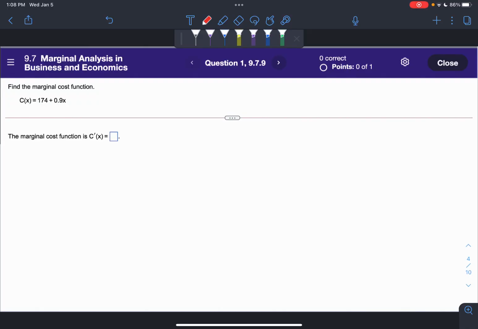All right, so now we're getting into the marginal analysis. So whenever we see marginal analysis or marginal cost, profit, revenue, that should trigger you to take the derivative. And it's kind of hinted here in the answer that we want to see c prime of x. All right, so if we take the derivative of c of x, I have this 174. That's a constant, so its derivative is 0. Then I can move on to the next term. And the derivative of 0.9x, so x is linear here, so we just take the coefficient 0.9. And so our c prime of x is just 0.9.